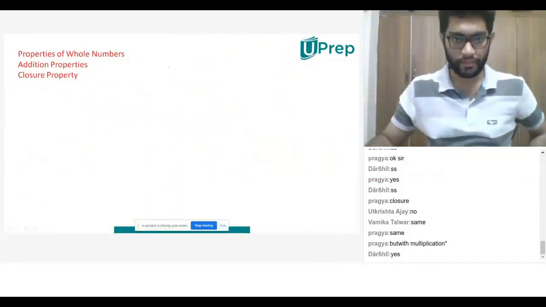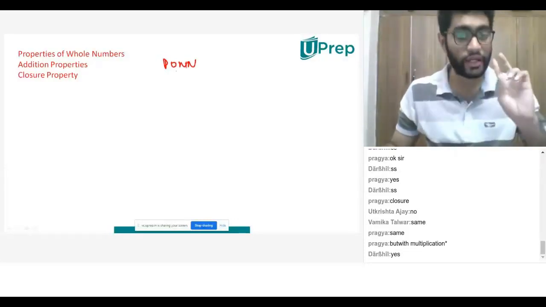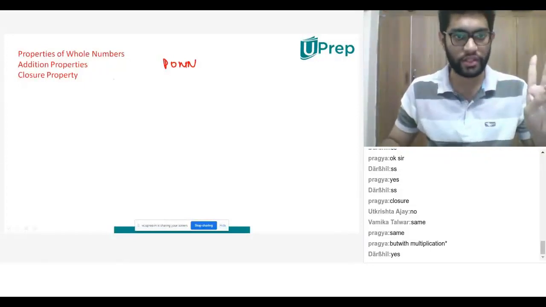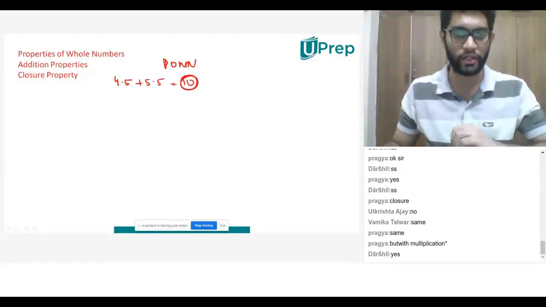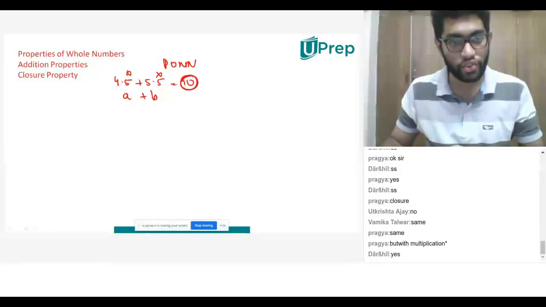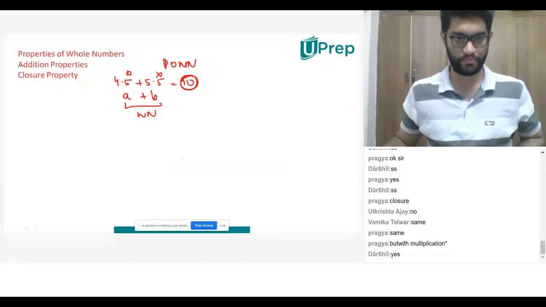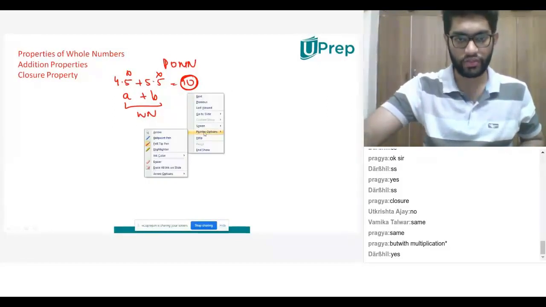Sir, so we can in short say that if we add these two, we will get the whole number, right? When we add two whole numbers, we get a whole number, not any two numbers. For example, see 4.5 when added to 5.5, you're getting 10. This is a whole number, right? But these two aren't. So the two numbers that you add should also be whole numbers. Is that clear? Yes, sir. Okay.